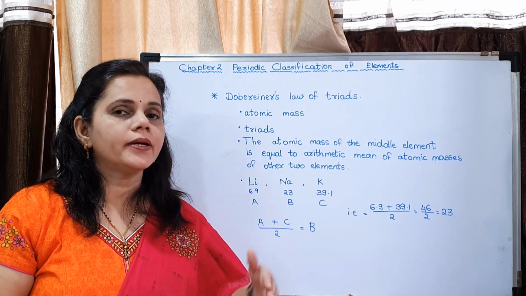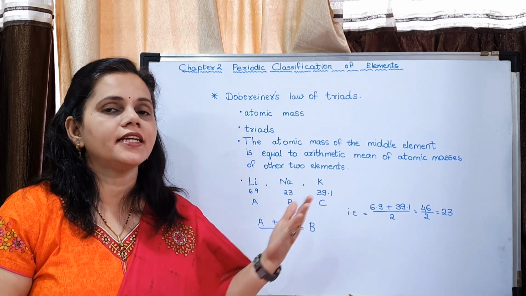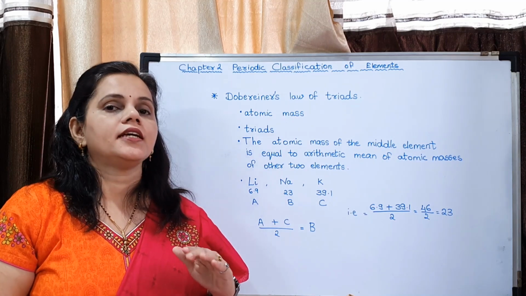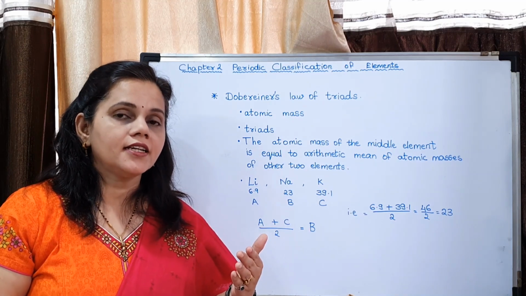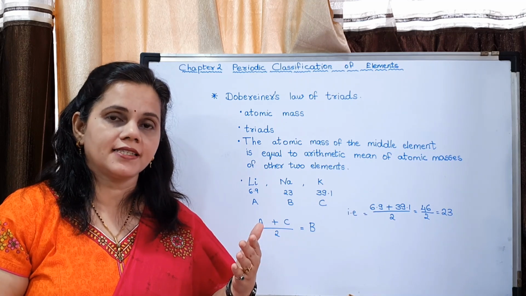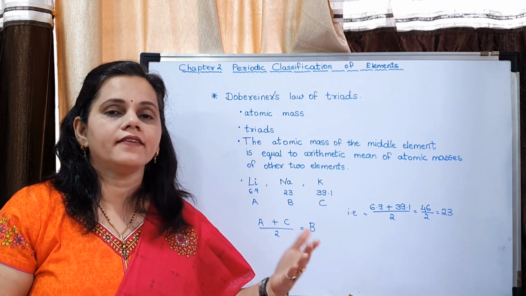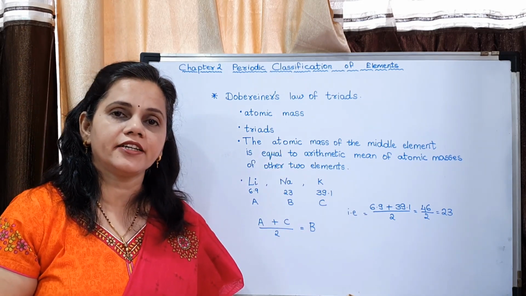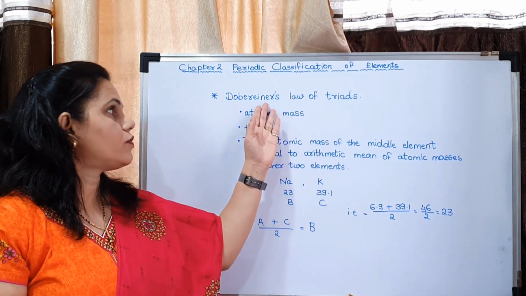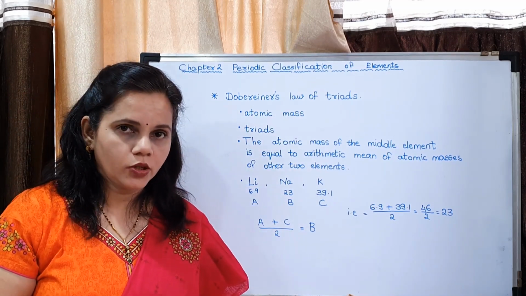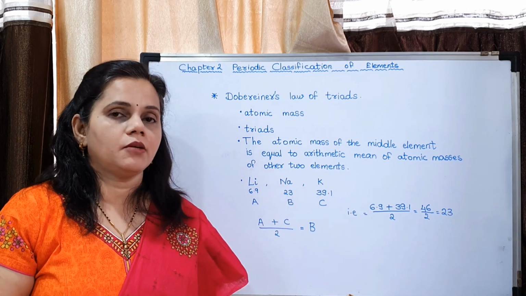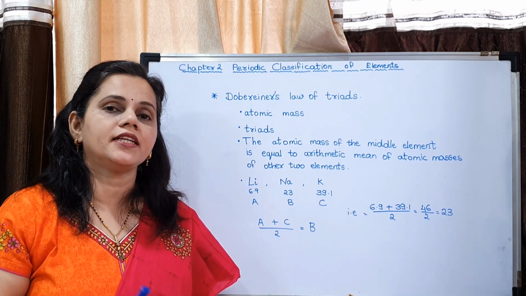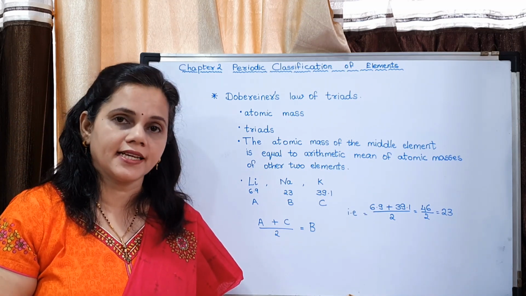And what did he do? He arranged the elements in the increasing order of atomic masses. Okay, I repeat, he arranged the elements in the increasing order of atomic masses. And he was able to derive some triads. Now what do you mean by triads? Triads means a set of 3. At the time of Dobereiner, about 30 elements were known. Out of those 30 elements, he arranged them into triads by arranging them in the increasing order of atomic masses.